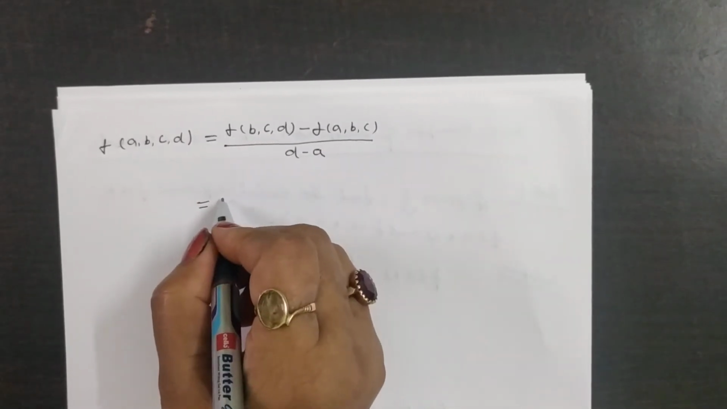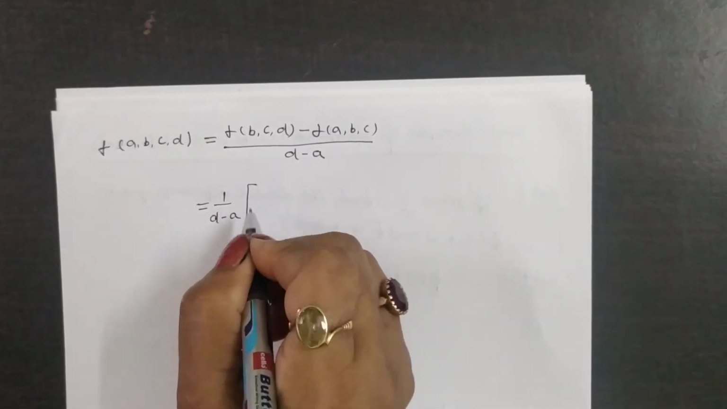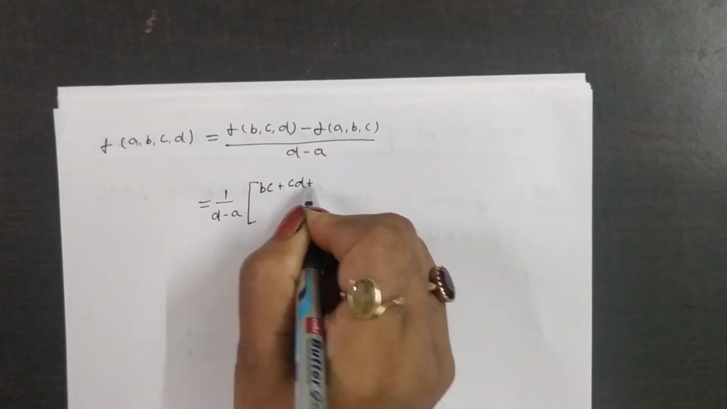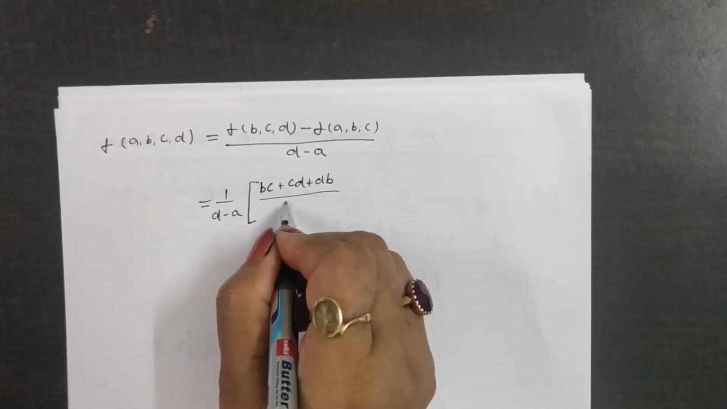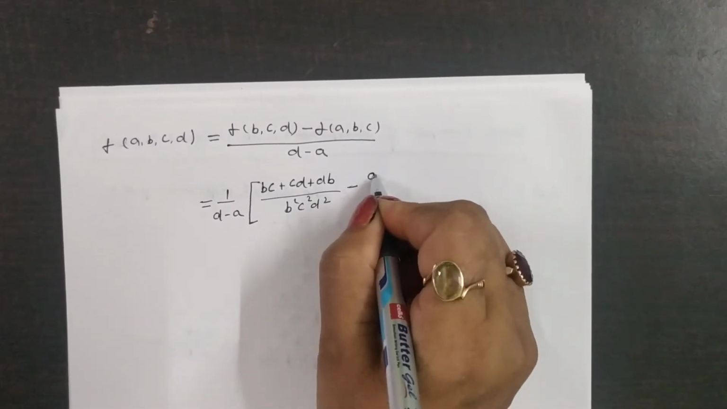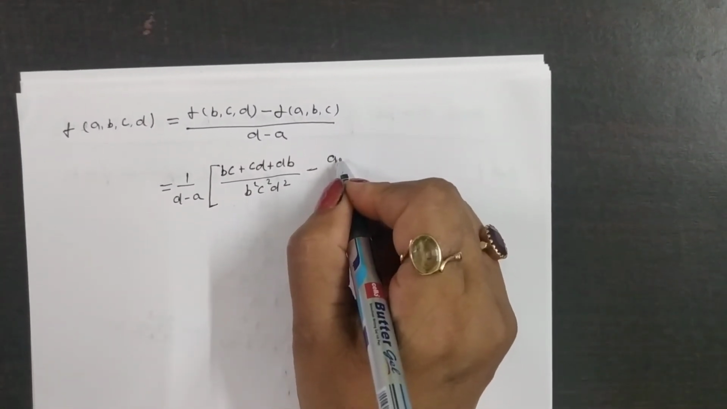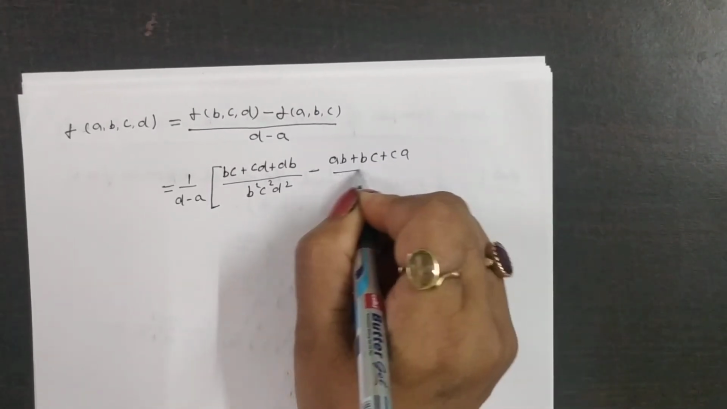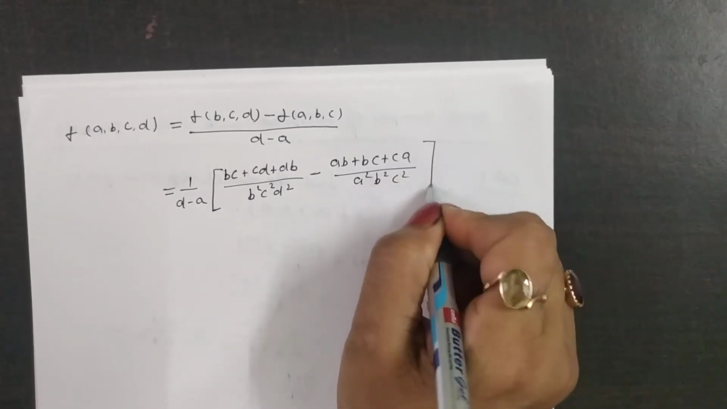You get the same term, that is 1 divided by d minus a, and here is bc plus cd plus db, divided by b square c square d square, and here is minus what you obtained earlier for f of abc, ab plus bc plus ca divided by a square b square c square. Clear.